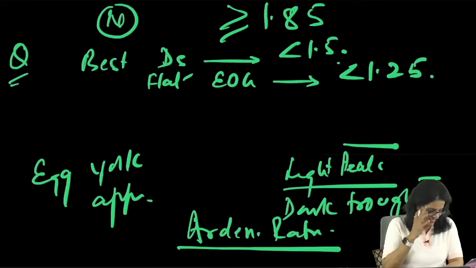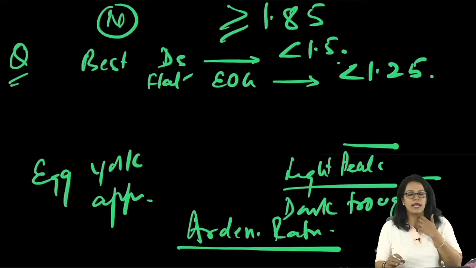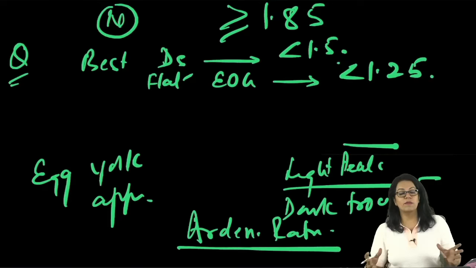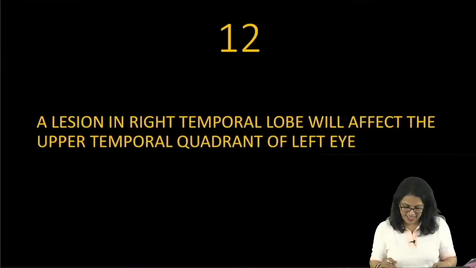So, all of you please understand that Stargardt's disease and these are all RP dystrophies. Retinal pigment epithelium is involved. Whenever the retinal pigment epithelium is involved, the investigation of choice, Dr. Joy, will be electrooculogram. Right. Okay. We come to the next point.